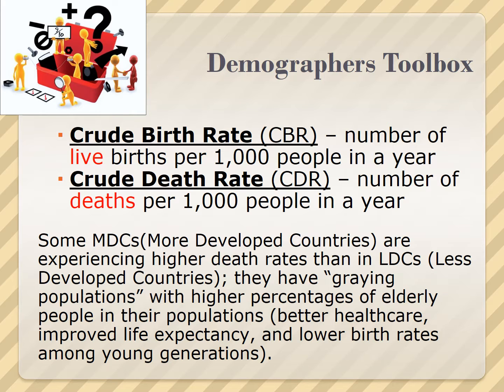In the demographer's toolbox, we look at the CBR, the crude birth rate. That is the number of live births per 1,000 people in a year. And then the crude death rate, CDR, the number of deaths per 1,000 people in a year. Some MDCs, or more developed countries, are experiencing higher death rates than LDCs, less developed countries. They have graying populations with higher percentages of elderly people, better health care, improved life expectancy, and lower birth rates among younger generations.